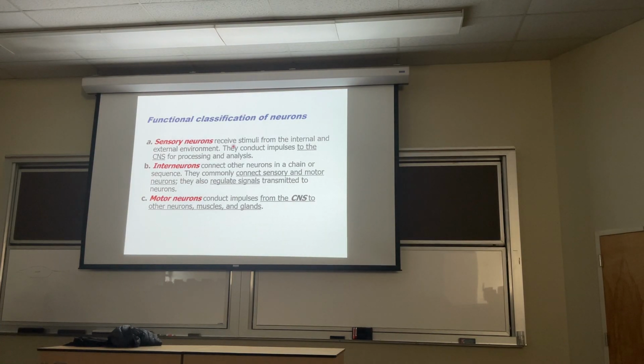Sensory neurons carry information towards the central nervous system. Interneurons are housed entirely within the central nervous system, and motor neurons conduct information from the central nervous system to the effectors.